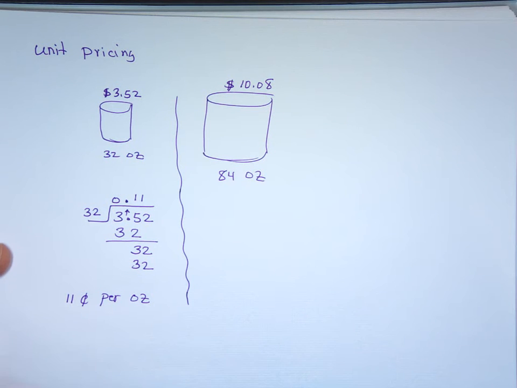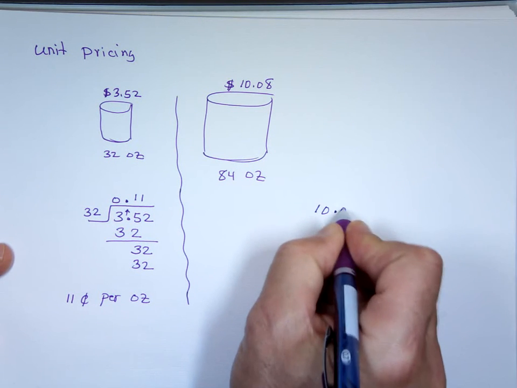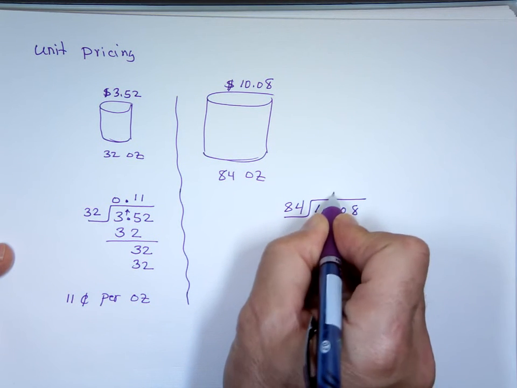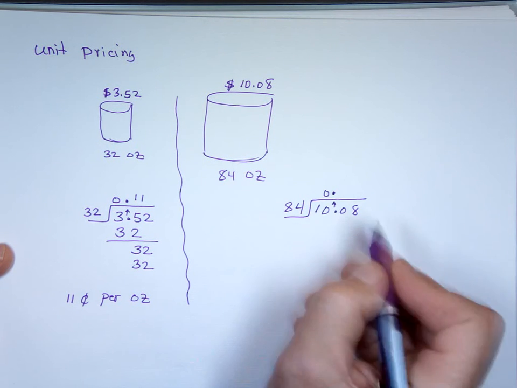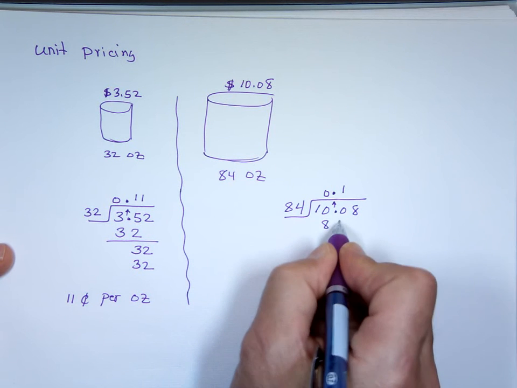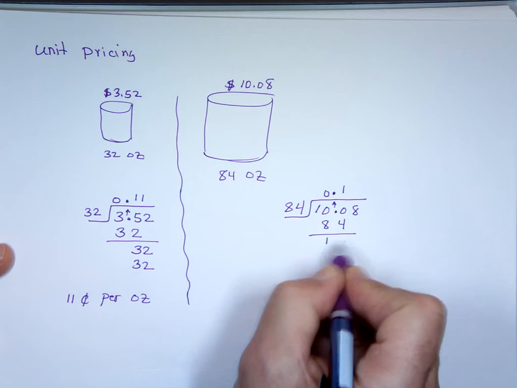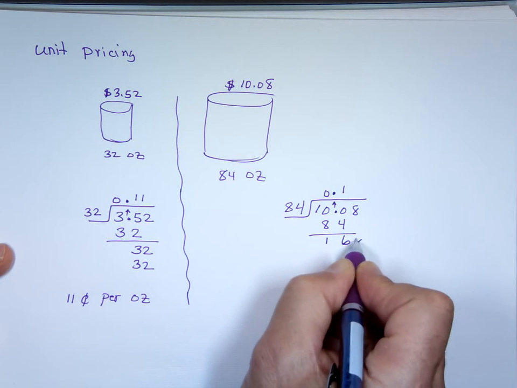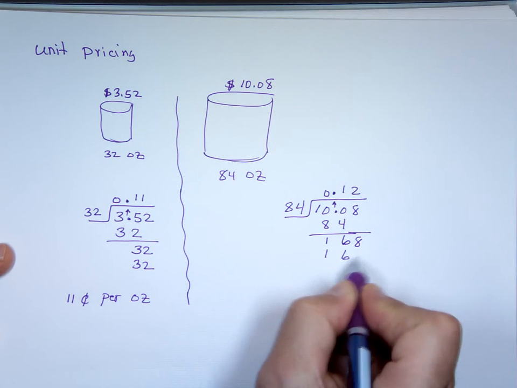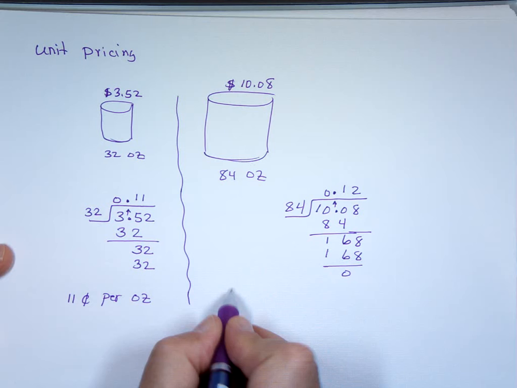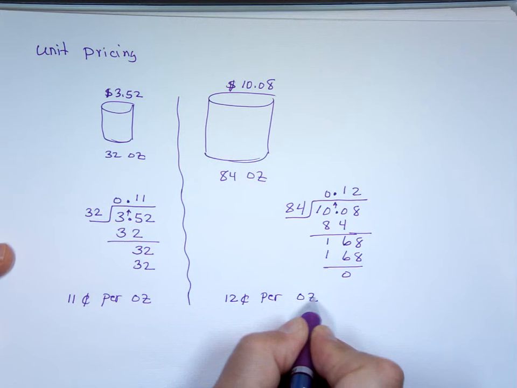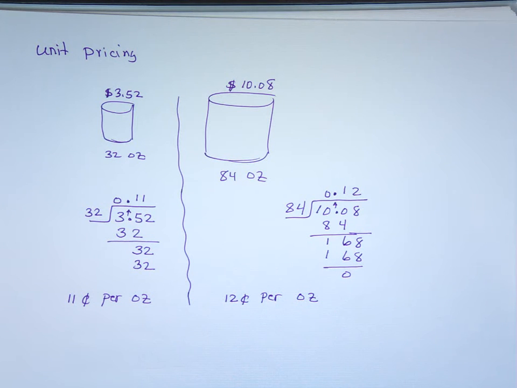For the large one, put in your decimal point. Can you divide 10 by 84? No. How about 100 by 84? 1, 84. Is that 16 the remainder? Bring the 8 down. 2 times 84, 168. What's the price here? 12 cents per ounce. So which one is cheaper? Small one.